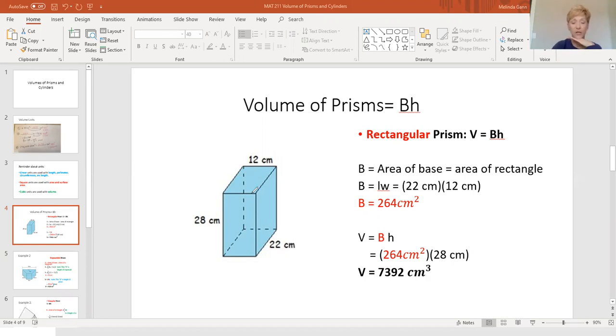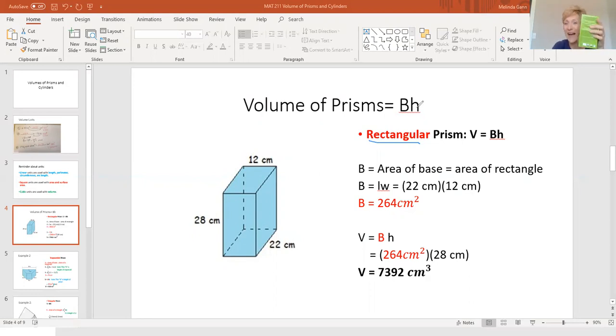Now, I want to make sure we're clear about something. The formula is capital B times H. I need you to put capital B. Don't put little b or you'll get confused. Capital B stands for the area of the base. Now look what your base is. Remember this first word, that's your base. So this is a rectangular prism. I'm going to find the area of that rectangle using my area formulas and then say times the height of the prism. So I'm calling this bottom down here my base.